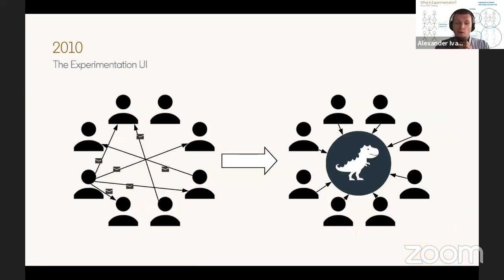One of the examples of improving collaboration and scaling decision-making was the introduction of the Experimentation UI in 2010. As I said before, all the test owners had to send emails to each other, and it was a quadratic complexity of the number of participants. But with the inception of the UI, people would only have to interact through the UI. They would see the same data, and the UI would suggest to them whether there's any interference or other tests running and whether they can start their experimentation.